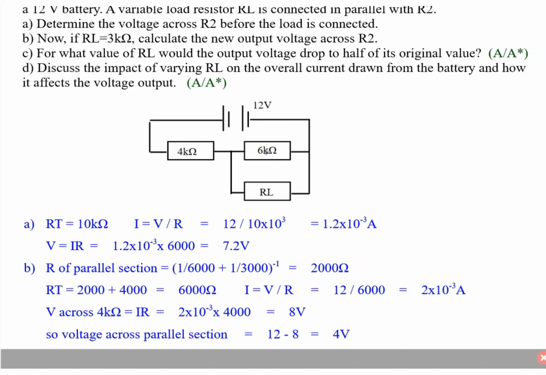So all those rules we talked about in the first lesson, absolutely essential. You must know those, and then you can apply them. So we've got 4 volts across the entire parallel section. So we're trying to find the voltage across R2, the 6000. So it's going to be 4 volts.